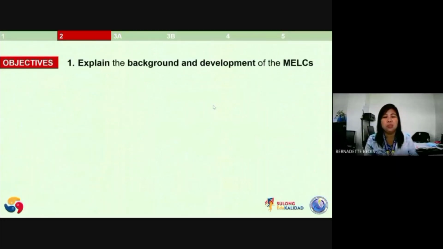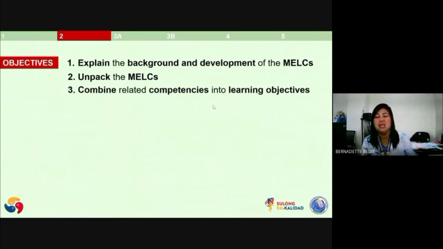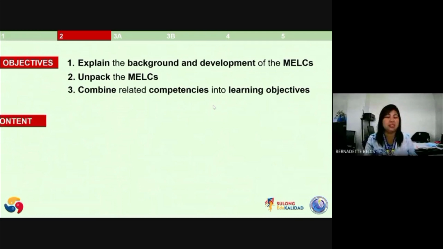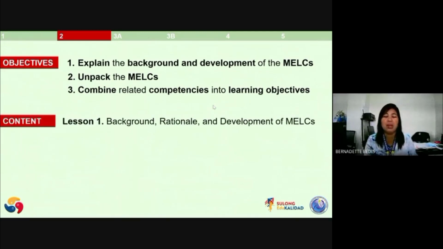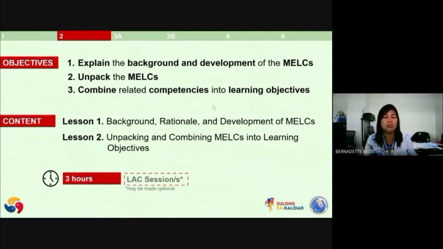Objectives: to explain the background and development of the MILKs. Number 2, unpack the MILKs. Number 3, combine related competencies into learning objectives. The content. Lesson 1 is about background, rationale, and development of MILKs. Lesson 2, unpacking and combining MILKs into learning objectives. The duration of the session will be 3 hours.